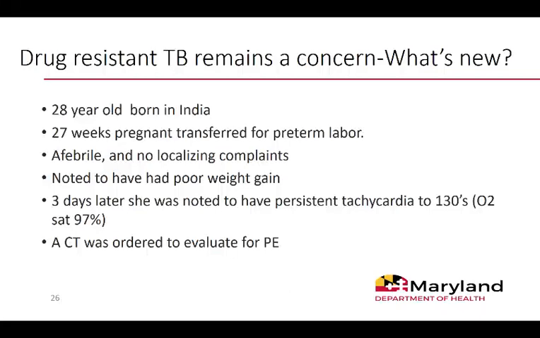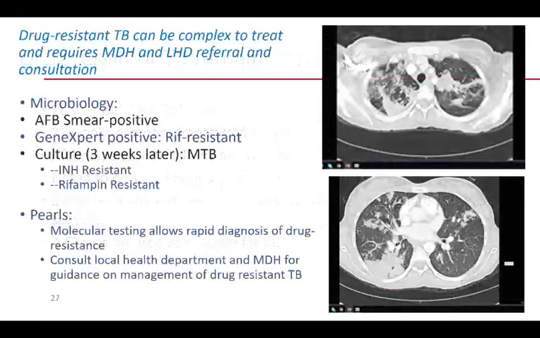She began to develop persistent tachycardia, and a CT scan was ordered to evaluate for a pulmonary embolism. It was at this time that chest imaging was suggestive of a pneumonitis, and given her epidemiologic risk factors, tuberculosis was on the differential. Sputum was collected and was positive by sputum smear microscopy, but additionally, a GeneXpert test was performed, which confirmed a diagnosis of Mycobacterium tuberculosis, but also provided rapid identification of rifampin resistance.